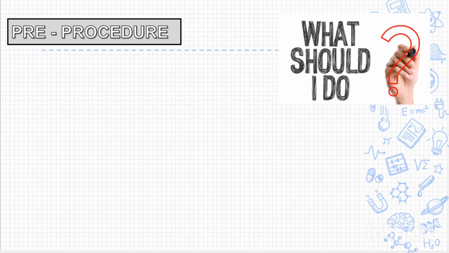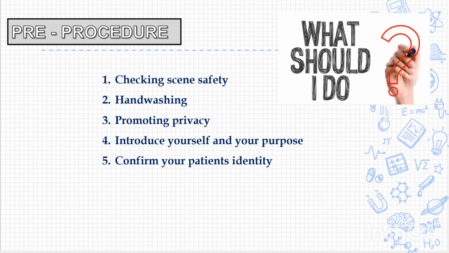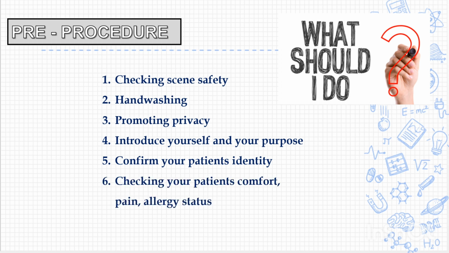Pre-procedure. What should I do? The first is I have to check the scene is safe. The second is I have to do hand washing, to prevent infection for myself and the patient. Then the third thing is promoting privacy to the patient. Fourth, introduce yourself and the purpose for doing the procedure. Fifth is confirm your patient's identity with ID band. And sixth is you have to check your patient's comfort, pain and allergic status. And seventh is that you have to gain consent. So these are the 7 pre-procedural steps you have to do.